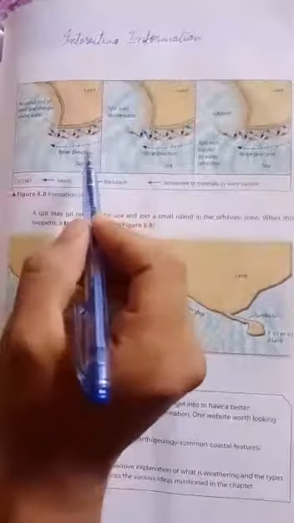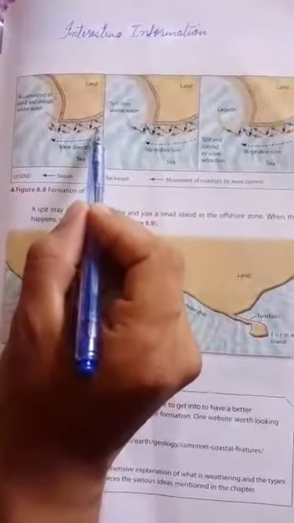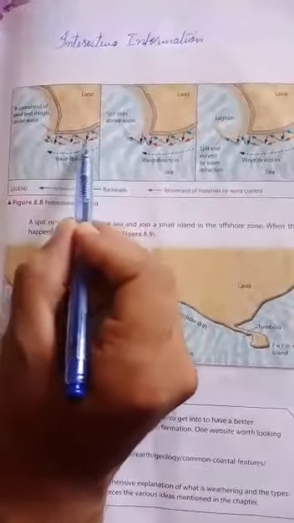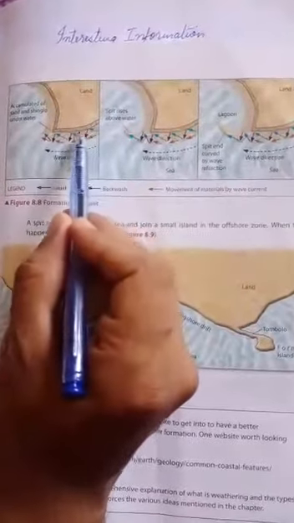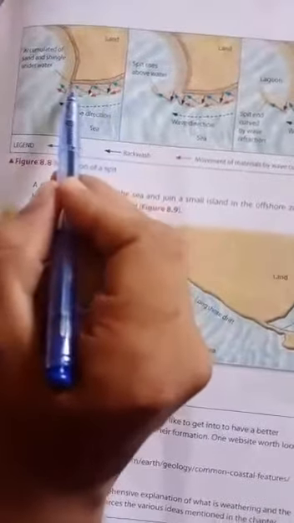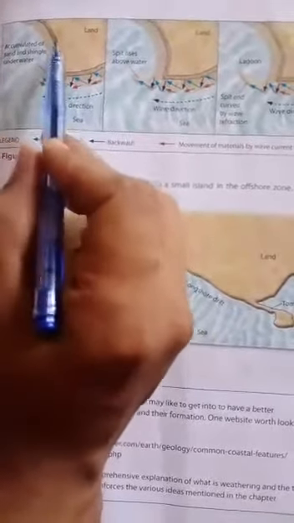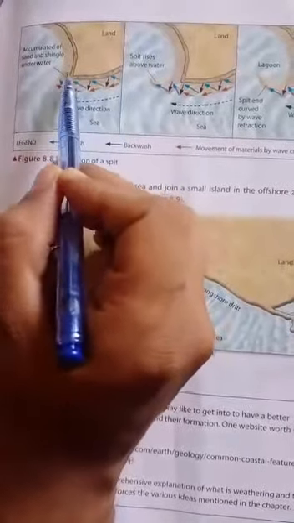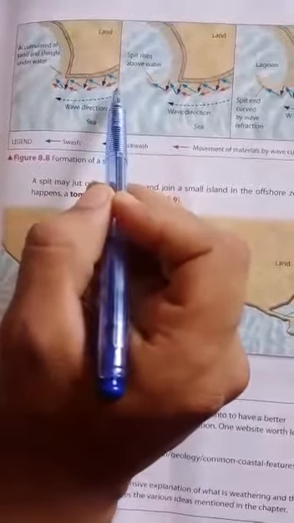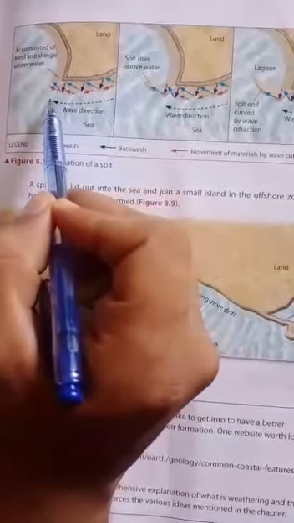Okay, now we are going to study something about spits and tombolos. You can see in your book that the wave direction is in this way. First of all, this is a coastline that bends abruptly, and the direction of the wave is in this direction.